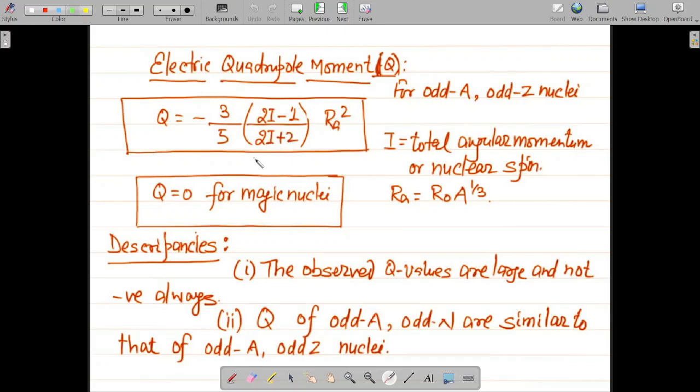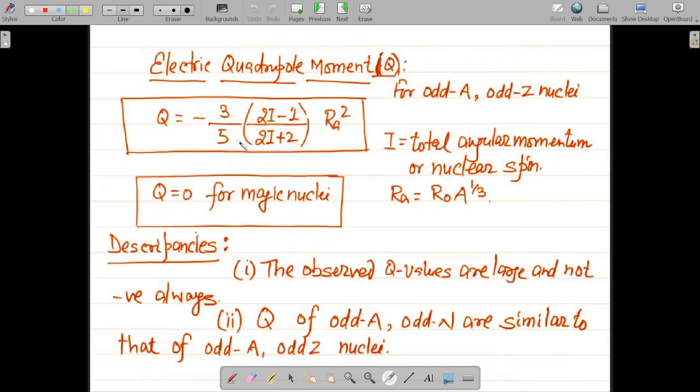Now how this expression has been derived, I am not going to discuss. You can have a look at any book, for example Arthur B. Beiser, in the nuclear and particle physics chapter, where you will find the derivation of this particular expression. But its derivation is not important as far as UPSC CSE physics optional is concerned. Its derivation is usually asked in university examinations, but as already told to you, it is not important for UPSC.